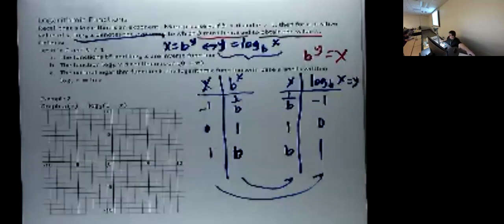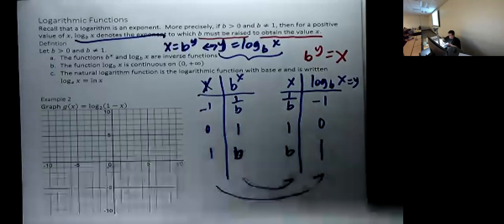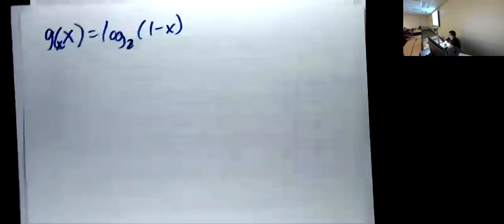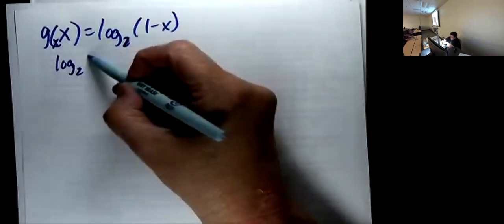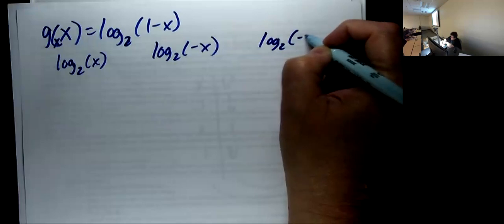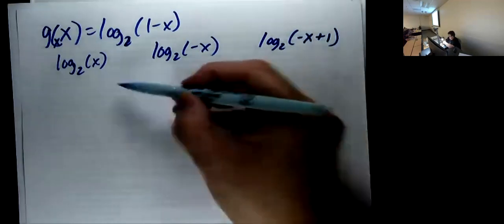So let's look at graphing this real quick. g of x equals log base 2 of 1 minus x. And rather than doing the x and y thing, which you can all do, with a calculator, let's take a look at graphing log base 2 of x. What happens when we flip it, or what happens when we use the negative x, and what happens when we effectively add 1 to it. 1 minus x is the same thing as negative x plus 1.